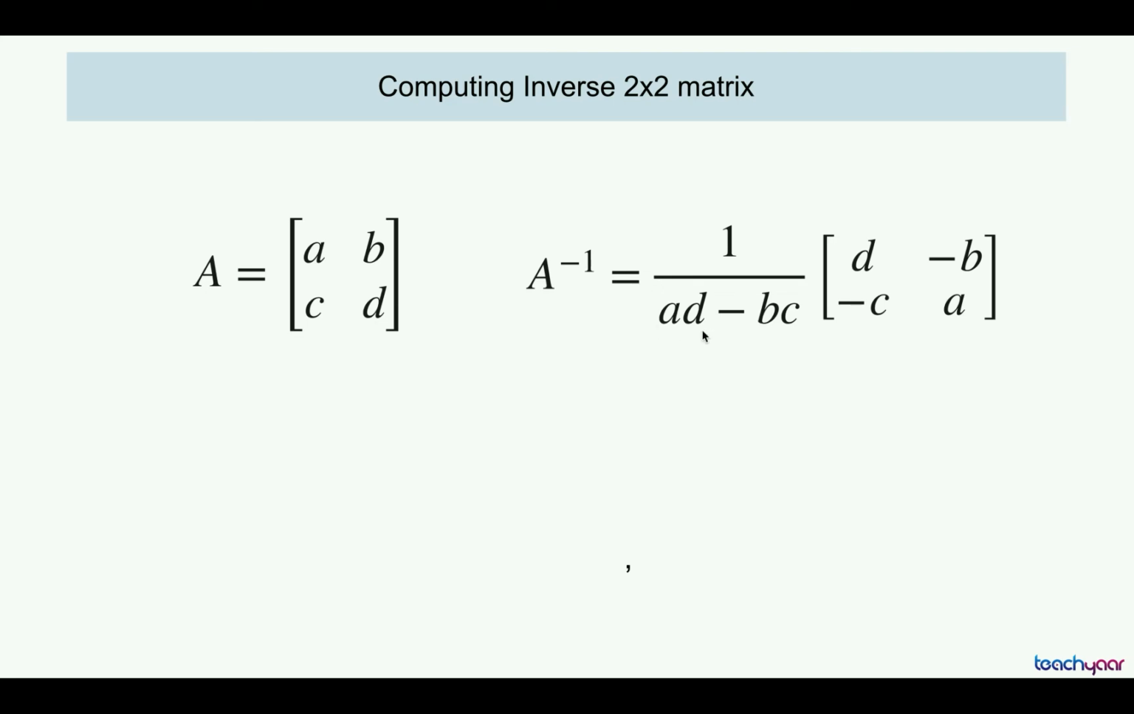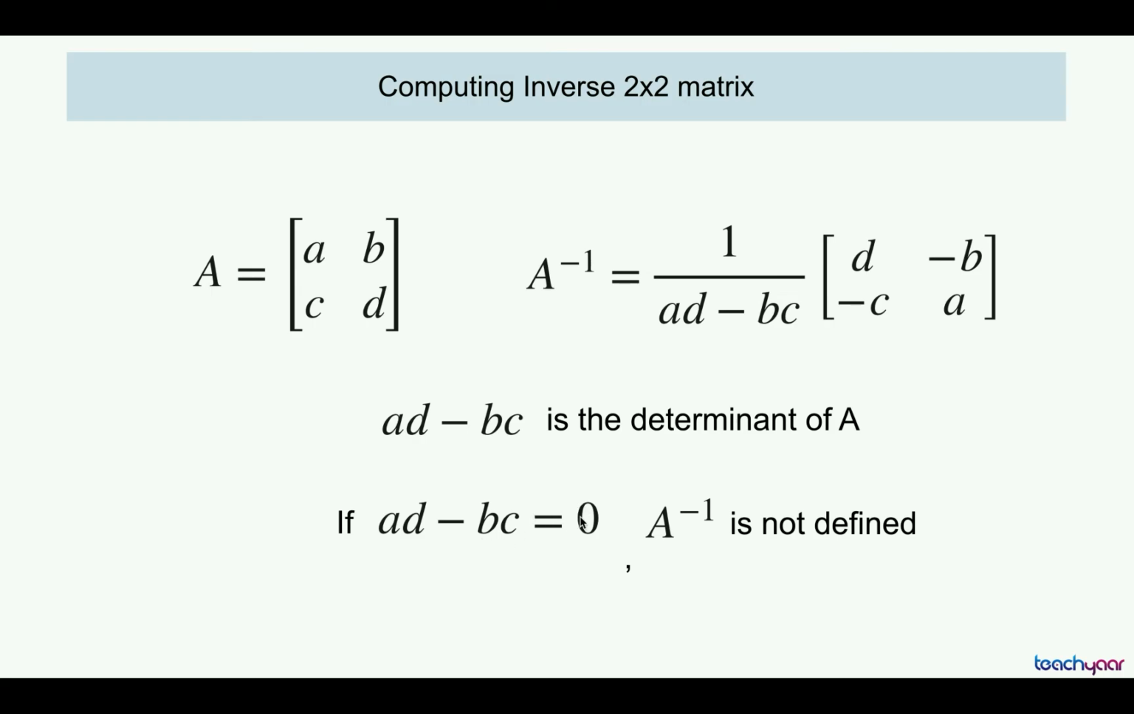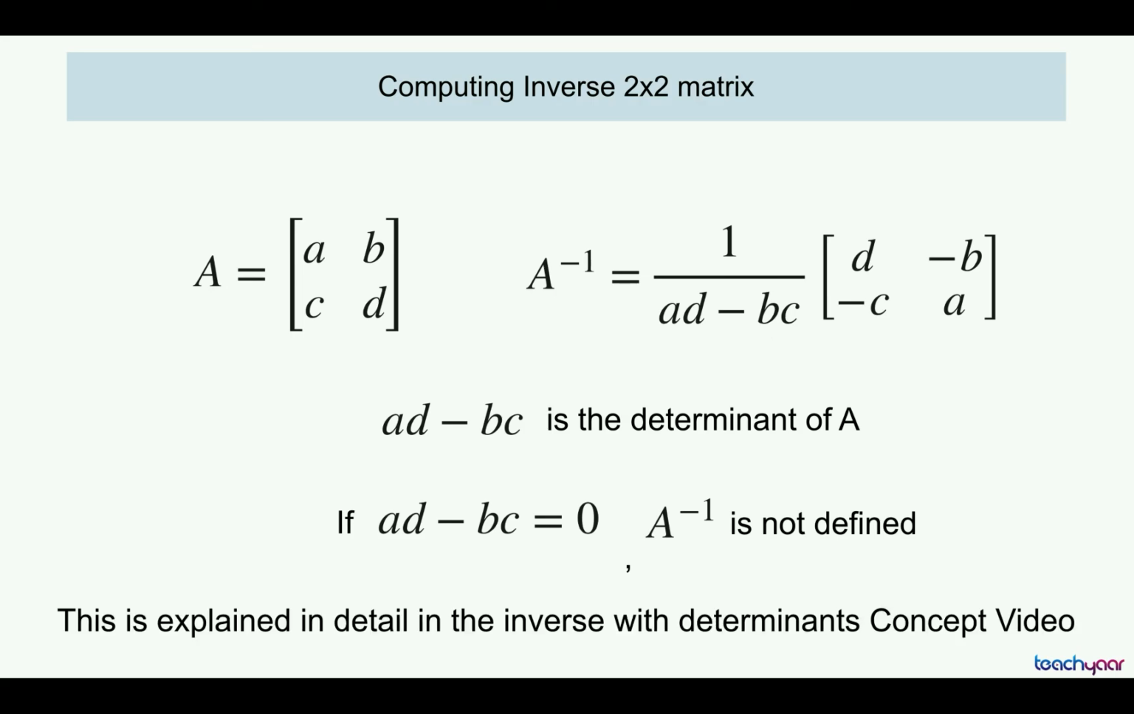The other thing you see here is if this term is 0, then this is not defined, because you'd be doing a 1 by 0, which is not defined. And this term is the determinant of this 2 by 2 matrix, right? You will learn more about determinants in the video on determinants. But if this is 0, then A inverse is not defined. This is for a 2 by 2 matrix, but this principle holds in general, right? That if a determinant is 0, then the matrix inverse is not defined.